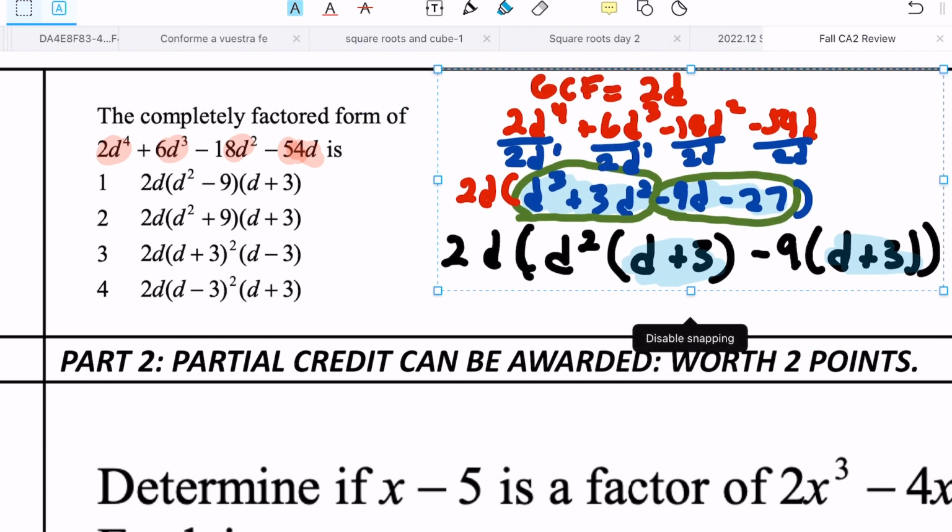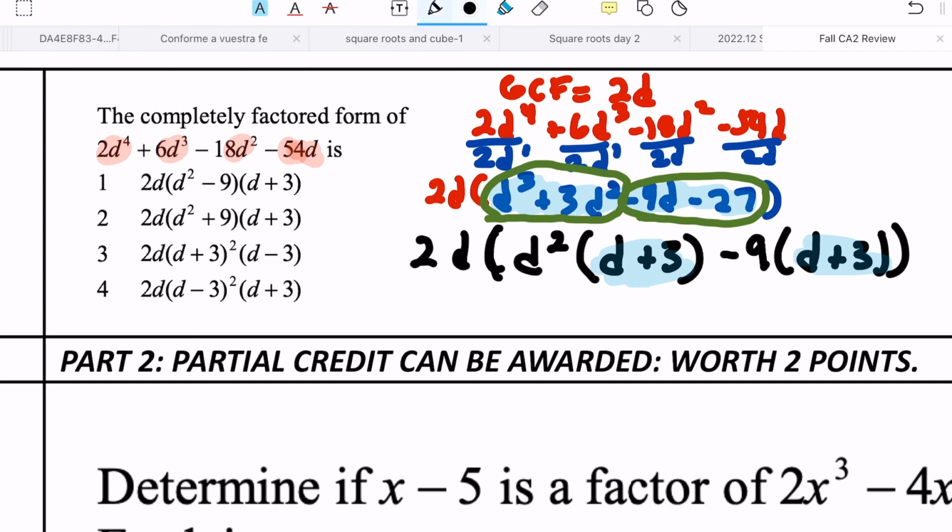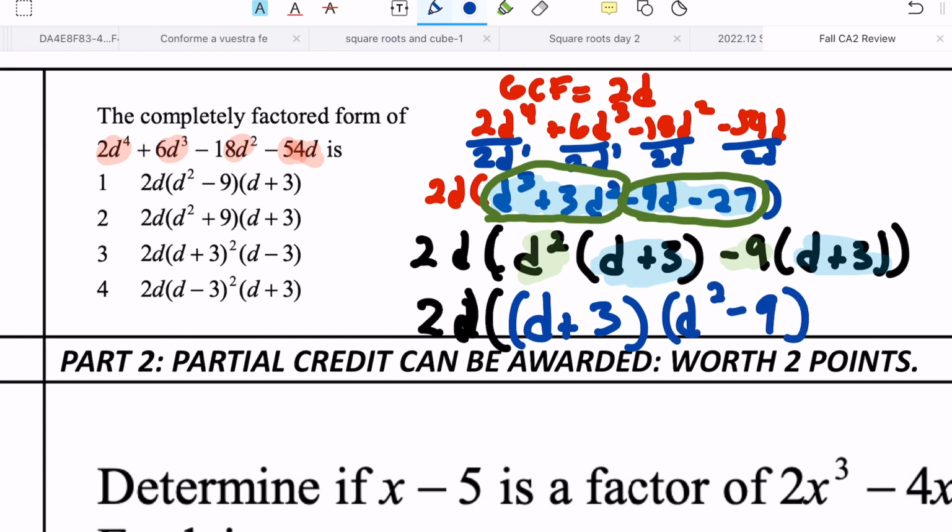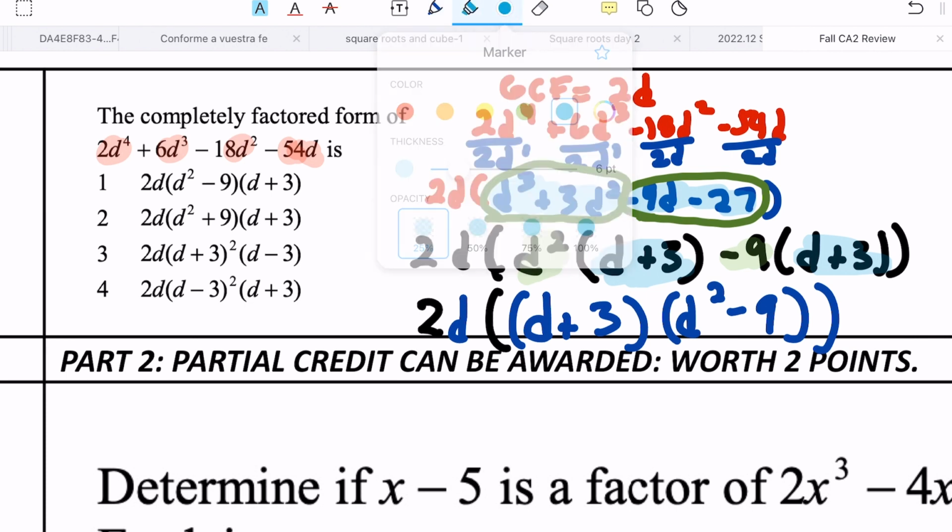Okay, let's create some more space. So this is going to be 2d. Now I'm going to factor out the d squared and the minus 9. Well, actually, that's what's left. So we have d plus 3. I just factored that out. And what's left is just d squared minus 9. Okay. So this actually has various factoring. It has GCF, factor by grouping, and then it has another one.